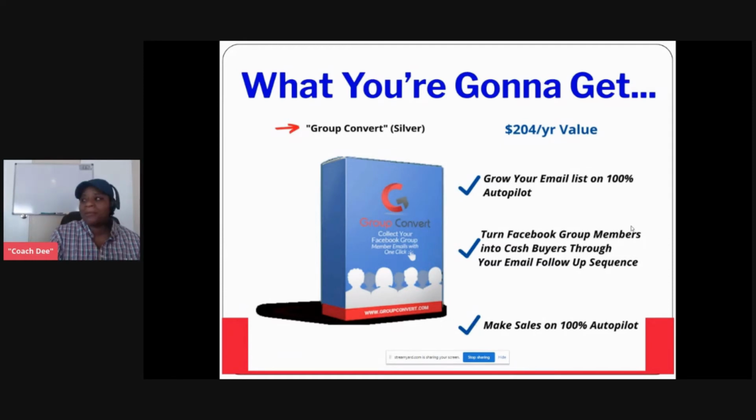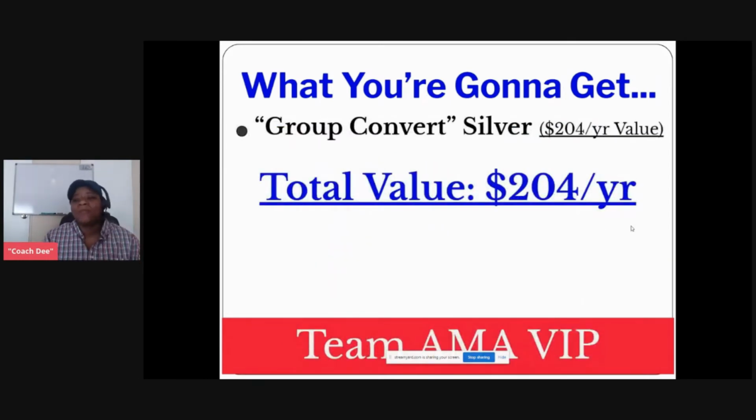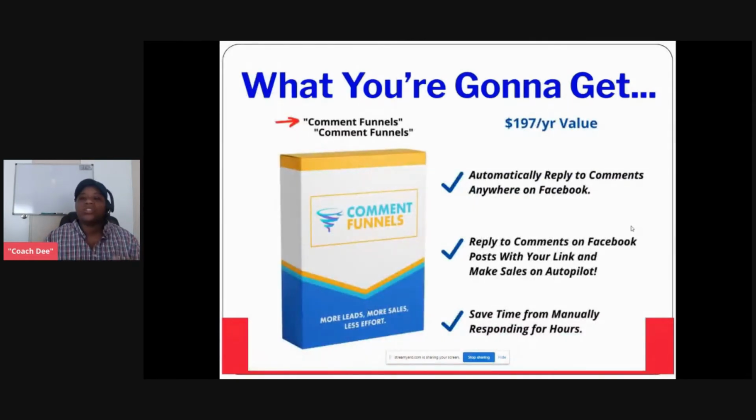Another little secret weapon. I'm going to give you that year license as long as you stay a member with me at the professional level with My Lead System Pro. That GroupConvert has a year value of $204. If you were to pay monthly for 12 months for that silver level, you'd be paying $204. But you're going to get that included because you're going to be rocking out with me.